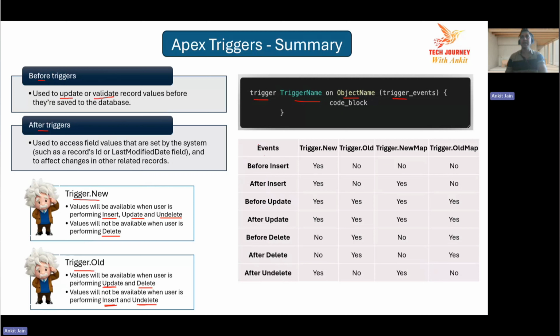Based on the events and the context variables, this matrix has been prepared so that you can understand in which particular event which context variable has a value. For example, in the case of the before insert event, only the Trigger.new context variable has a value. Similarly, in the case of after delete, only Trigger.old and the Trigger.old map have a value. So this matrix will help you decide which context variable you can use whenever you are writing your trigger.